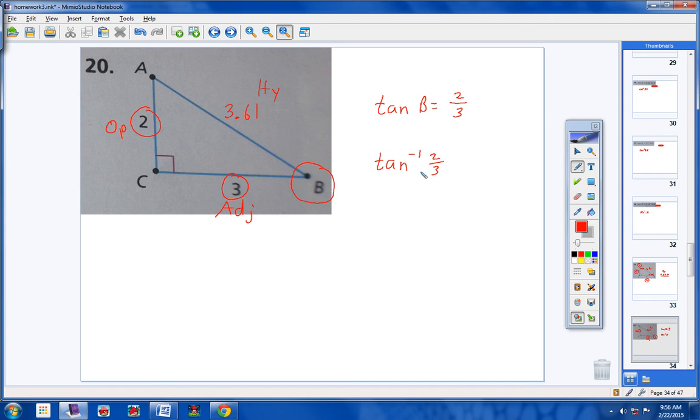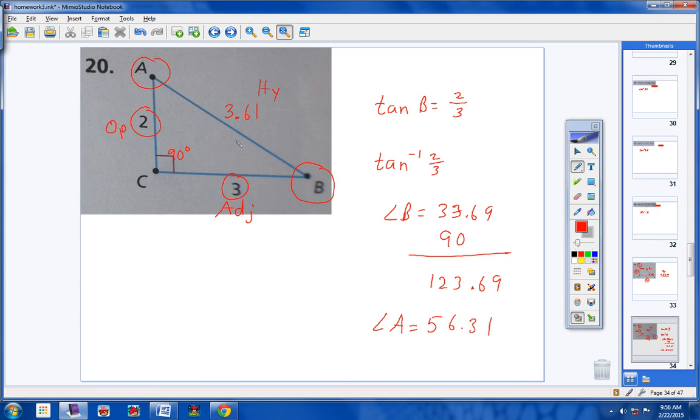And if you type that in correctly and round correctly, you will get angle B equals 33.69. Okay? So now, guys, if that's angle B, we can find angle A very quickly. Just add 90 degrees to this, because this angle right here is 90 degrees, and you'll get 123.69, and then subtract that from 180, and you will get 56.31. So angle A is 56.31. Guys, repetitive, but practice makes perfect, guys. Let's keep working on these.